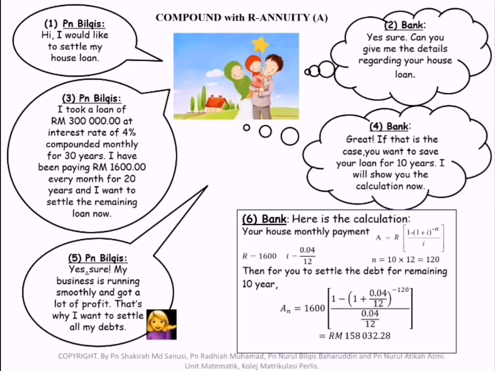Okay, so we put everything inside the formula A and put all the numbers here, and An will be equal to 158,032 ringgit and 28 cents. Sorry. So the final value that you will need to settle your loan is 158,032 ringgit 28 cents. Okay, so I get the value. Thank you for your explanation, Miss. My pleasure.